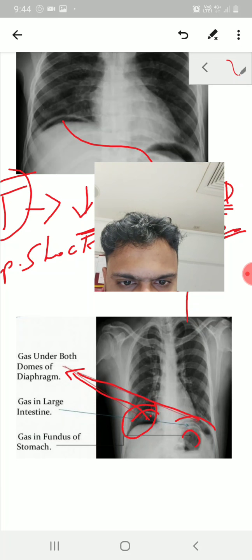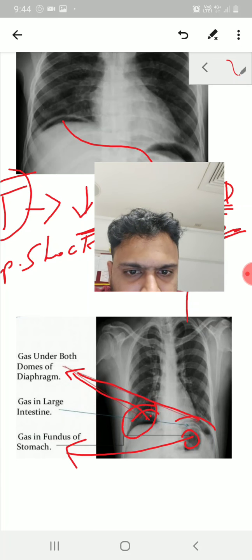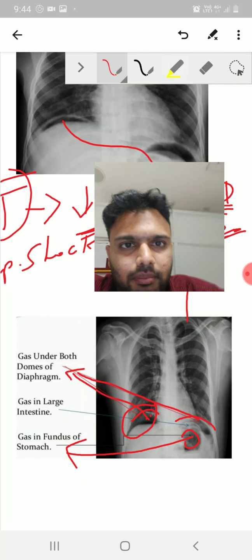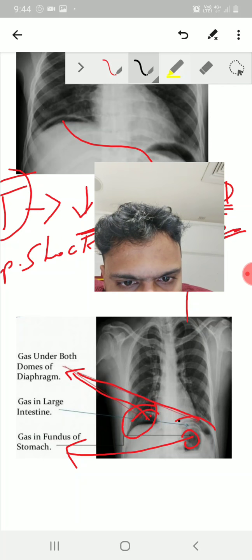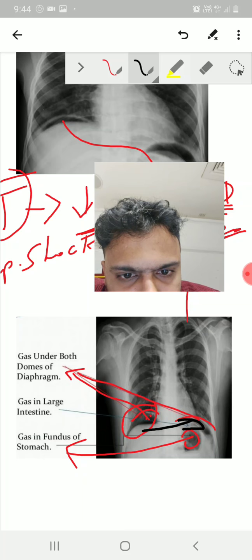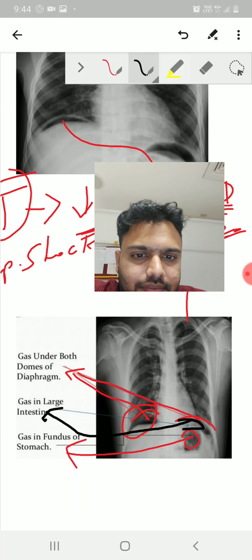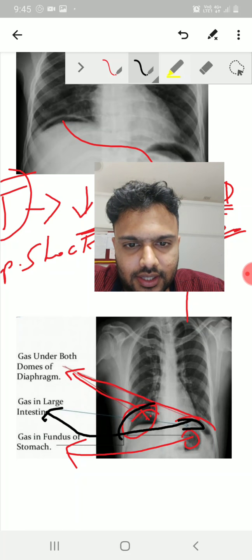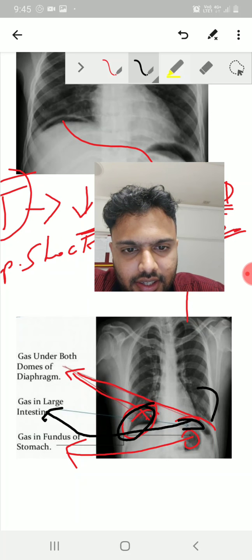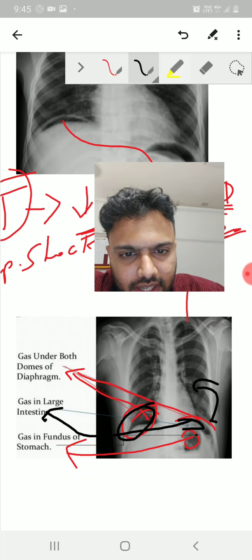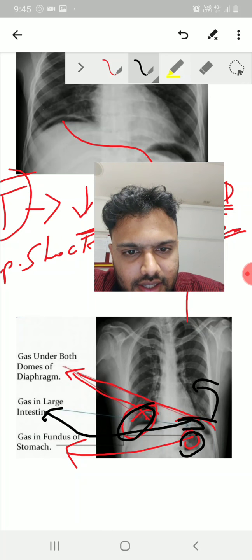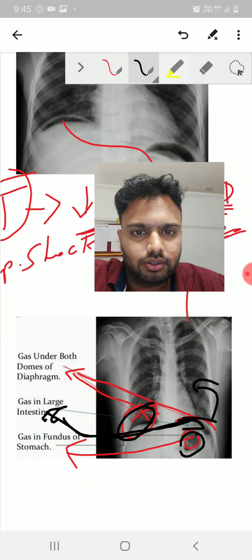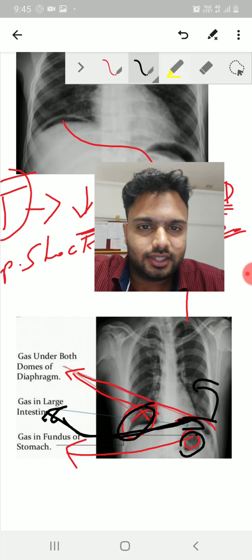This is definitely stomach gas, fundus of the stomach gas, but in between those two you could see this layer, which is gas in large intestine. So these three gases you should be very clear with when you're dealing with your MCQ. So here is gas under diaphragm, again gas under diaphragm, but in between the gas under diaphragm and the gas in the fundus there is gas in the large intestine. So these three points you should know when sorting out the MCQs. I hope this discussion helps. Thank you.